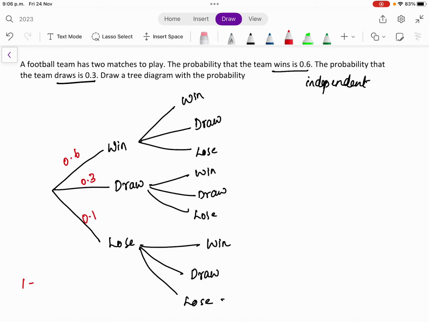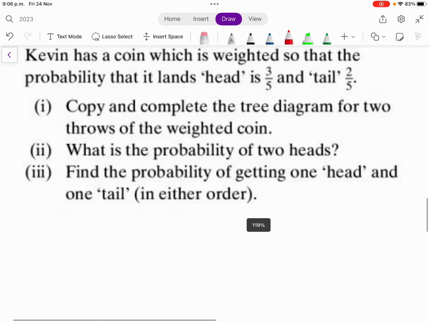How do we get it? 1 minus (0.6 plus 0.3), because the total probability should always be 1, and you get 0.1 here. Since they are independent events, the probability of a win will always be 0.6, so you can just copy it here. The same you can copy to all the other branches. This happens only when the events are independent. When they are dependent, you will have to calculate the probability differently.